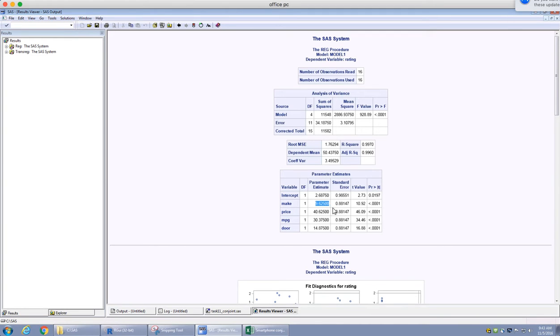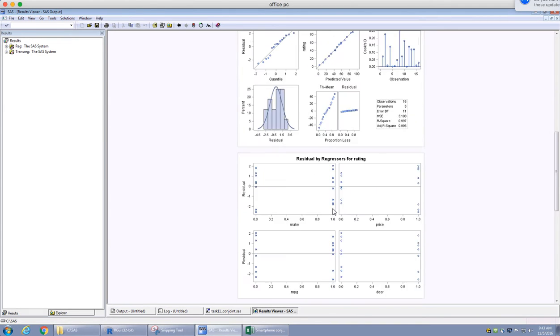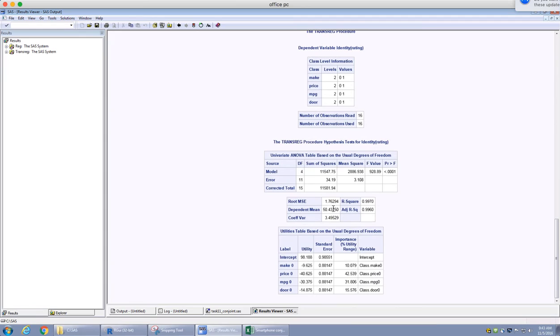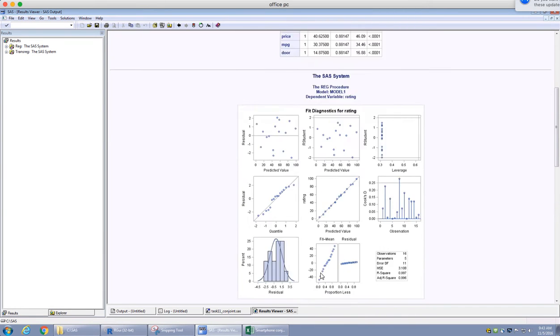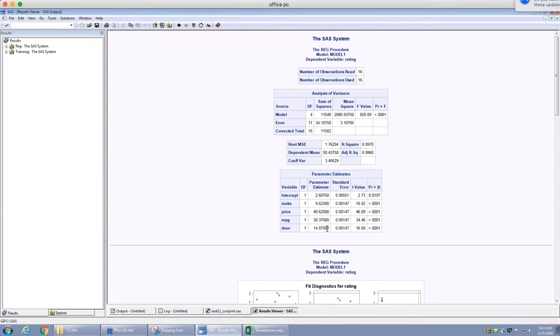Okay, and we probably see the same results for TRANSREG, and yet now you notice that price is negative 40.6 and make is negative 9.6, and so on for miles per gallon and door. Except for the direction, which is all minus in TRANSREG, you notice that the values are the same for regression and TRANSREG.